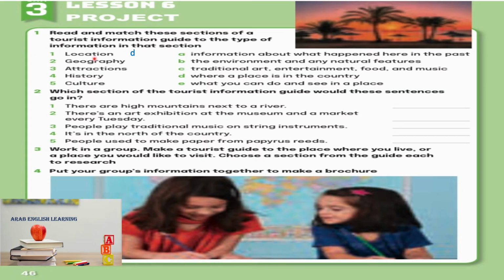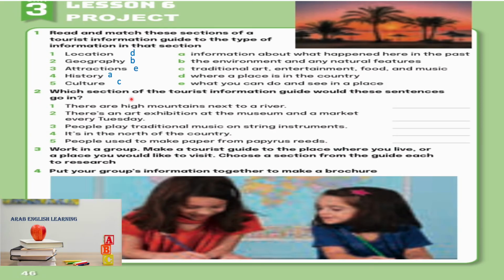1. Location is matching with D, where a place is in the country. 2. Geography is matching with B, the environment and any natural features. 3. Attractions is matching with E, what you can do and see in a place. And 4. History is matching with A, information about what happened here in the past. And 5. Culture is related to C, traditional art, entertainment, food, and music.